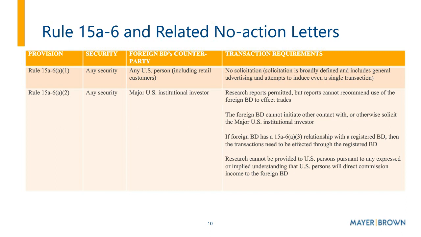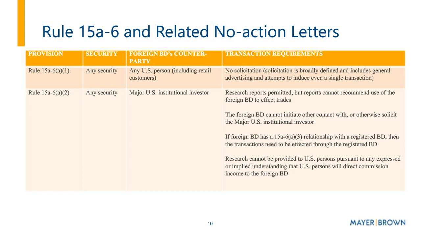A2, research, well, you can deal with any security and it has to be a major U.S. institutional investor. Most of the research, though, is really related to foreign security. Okay? But those research reports cannot recommend the use of a foreign BD to affect the trades. So you can't use it as advertising. And that foreign BD cannot initiate other contact. Okay? So, of course, 15a-6a-3 is there, but 15a-6a-2 just allows for the provision of research reports that do not recommend the use of the foreign BD to affect the trades.